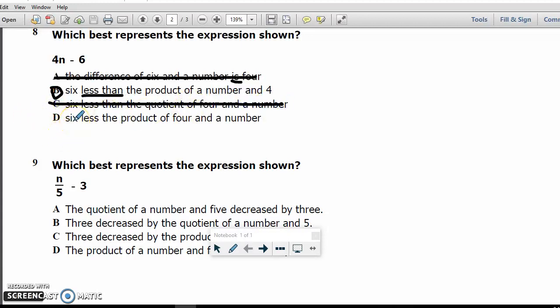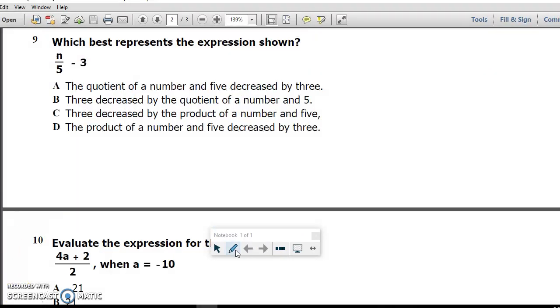Okay? D says 6 less the product of 4 and a number. Okay, it says 6 less. So because we don't have less than, 6 could actually stay in the front in this case. But that is not the way this expression is written. So D is also not the correct answer choice. B is your correct answer choice.